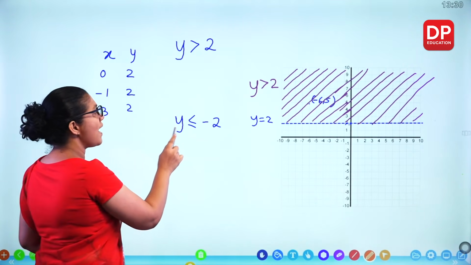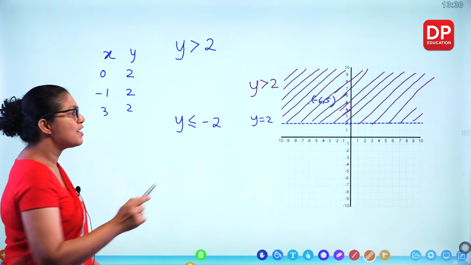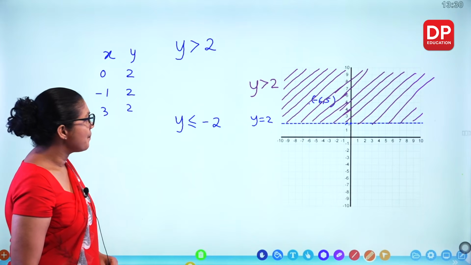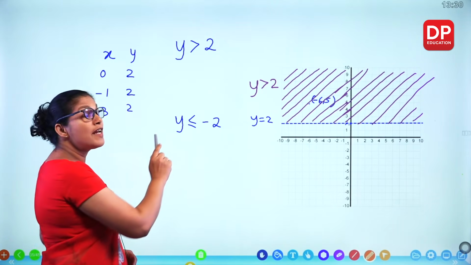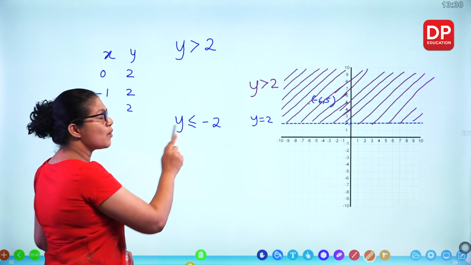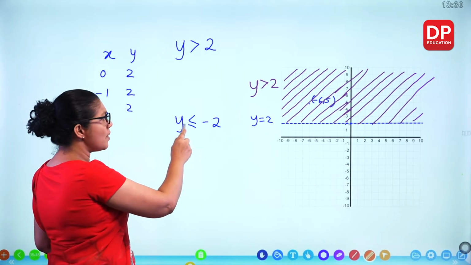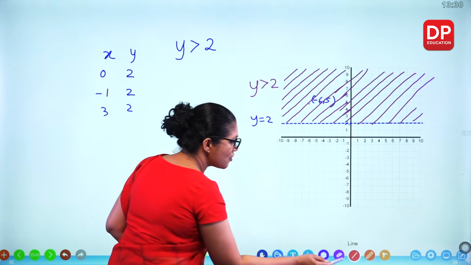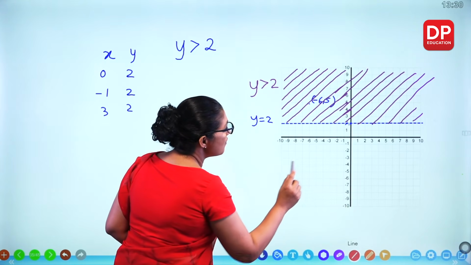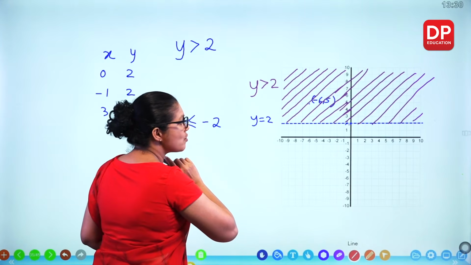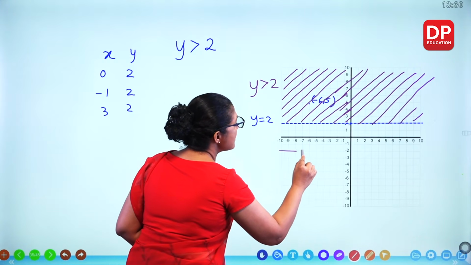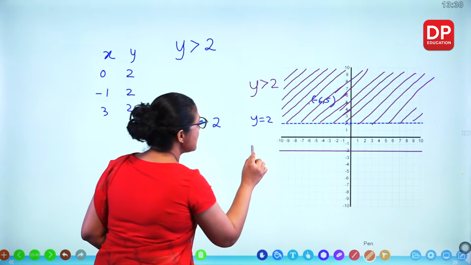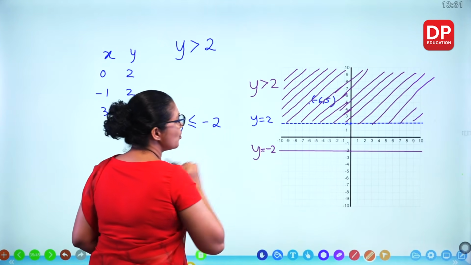Now we'll take y less than or equal to minus 2. We'll try to sketch this one in the same Cartesian plane. So what's the first step? We need to draw the line y equals minus 2. This is equal as well, so you have to draw a continuous line. So we'll first draw the continuous line. Y equals minus 2 is a horizontal line. So this is y equals minus 2.